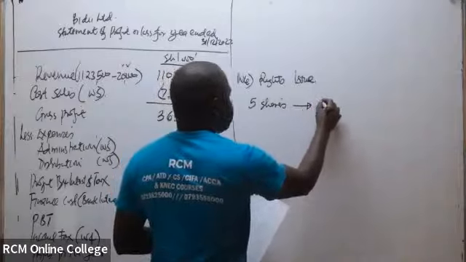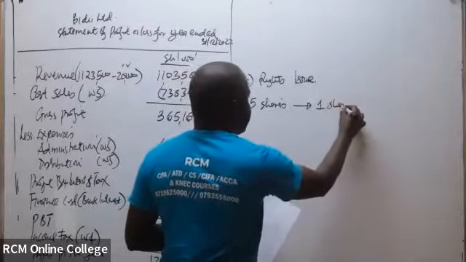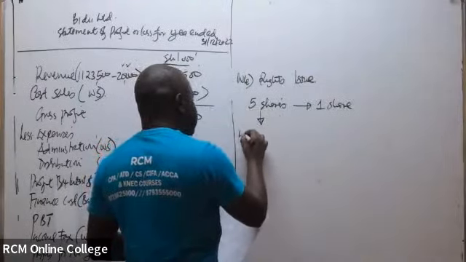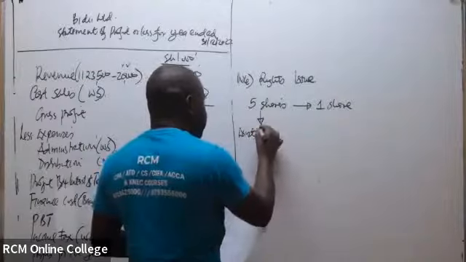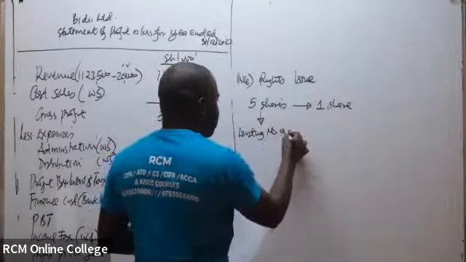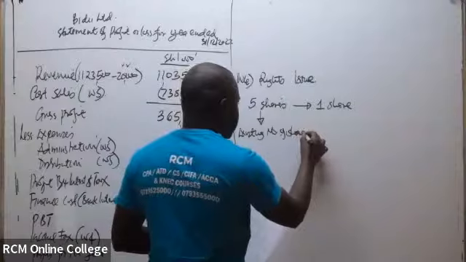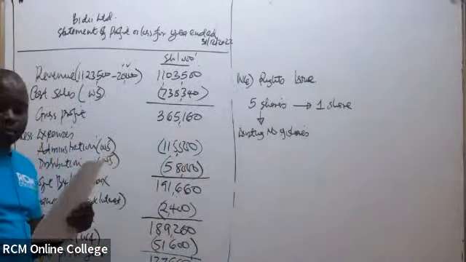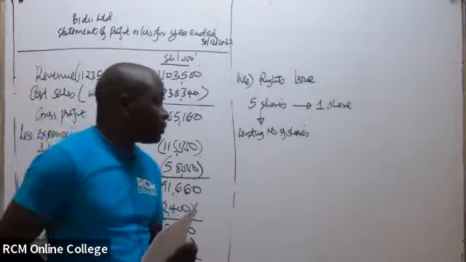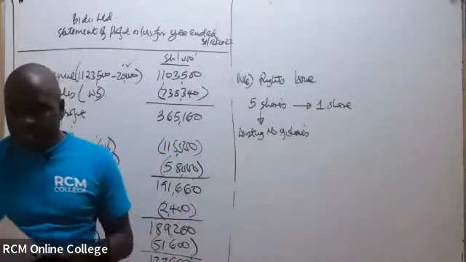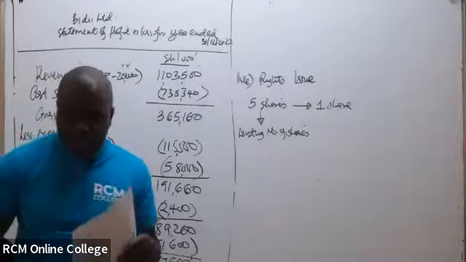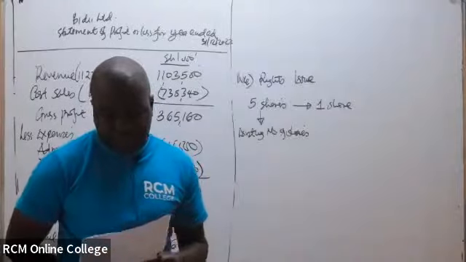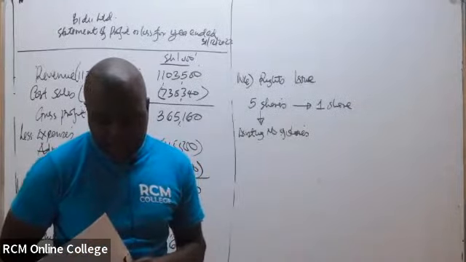So in this case, for 5 shares held, how many shares do you get? One share. So what are the existing number of shares? Maybe I can ask, what do you think are the existing number of shares currently? Try to think.